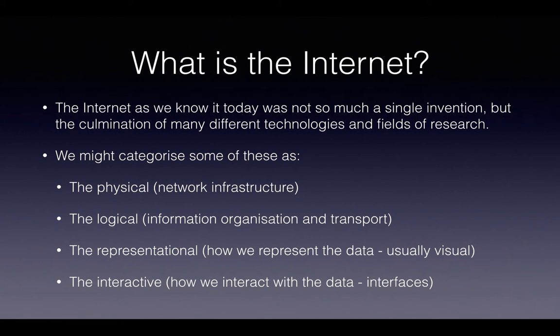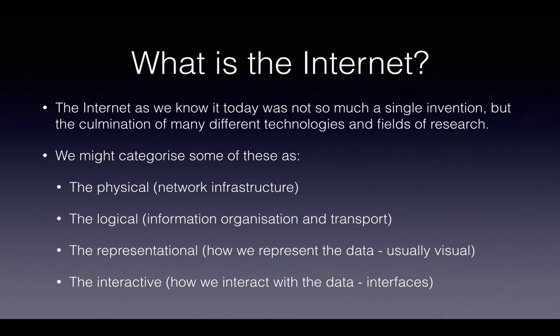First we have to define what the internet is. If you ask people what the internet is, it's a hard thing to pin down, because it's a bunch of things separately, but then all of those things together as well. The internet as we know it today is not really a single invention that went, here's the internet. It's a culmination of a bunch of different technologies and advances that have progressed out of quite different areas and fields of research.